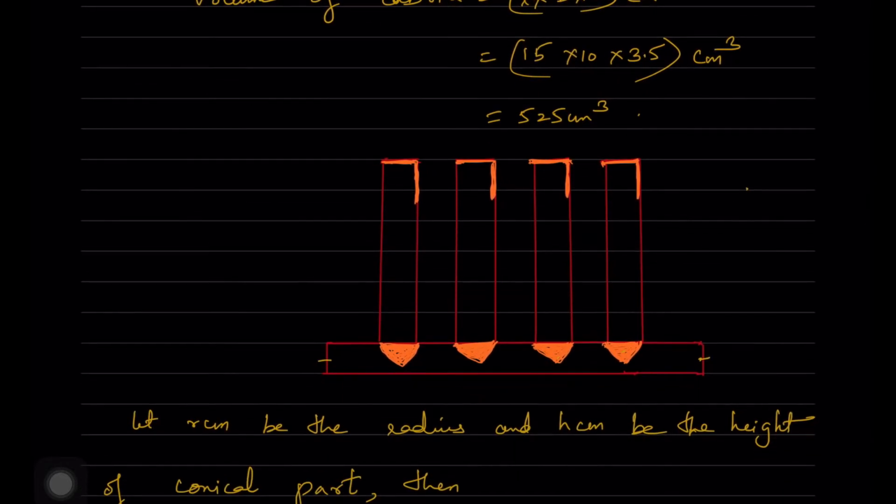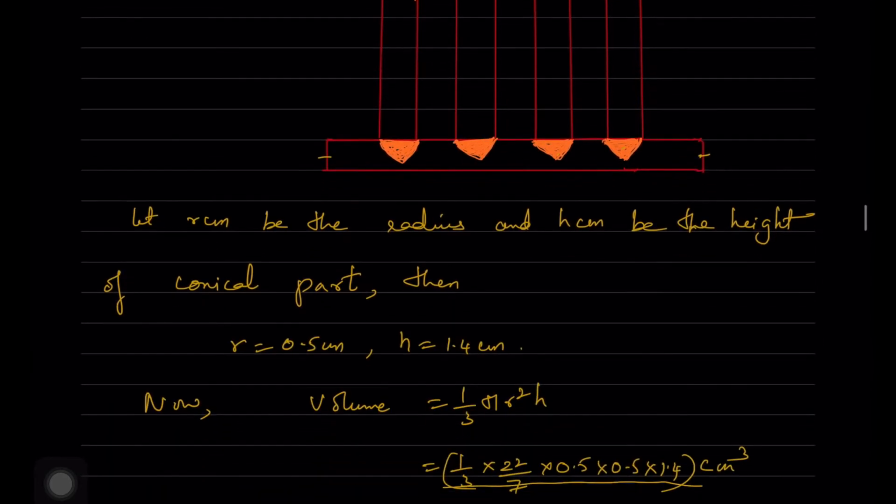That is the volume of the cuboid. Now we'll find out the volume of the cone. R is equal to 0.5 centimeters, it's given, and H is equal to 1.4 centimeters. So what is the volume of a cone?